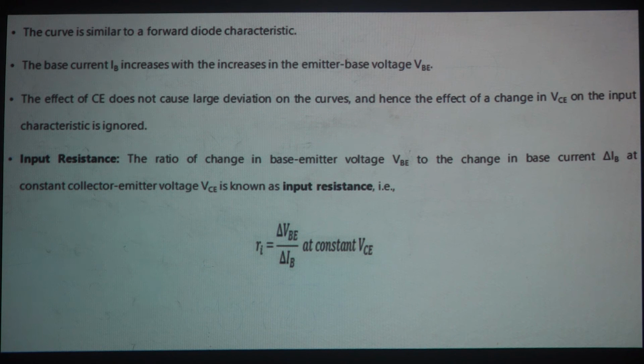Now we find the input resistance. The input resistance is the ratio of the change in the base emitter voltage, delta VBE, to the change in the base current, that is delta IB, by keeping the collector emitter voltage VCE constant, and it is known as the input resistance, denoted by RI.